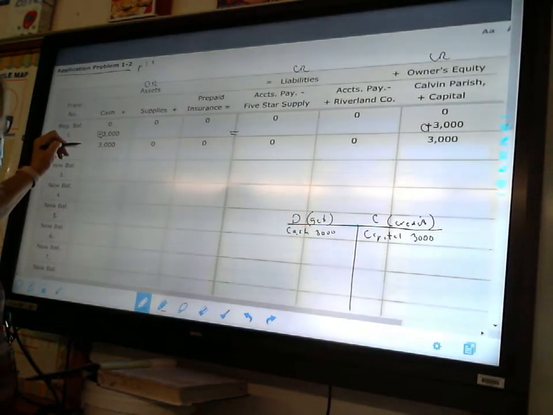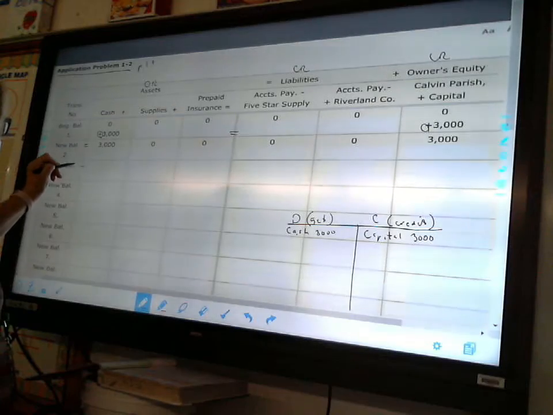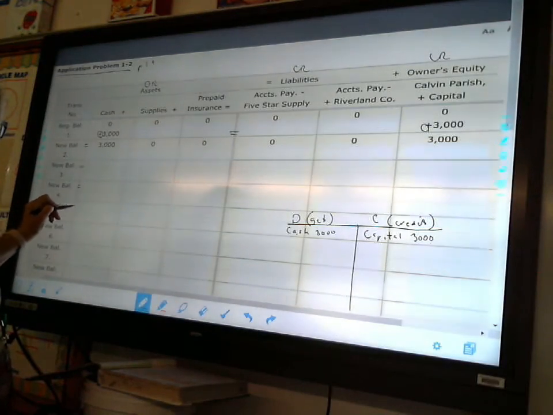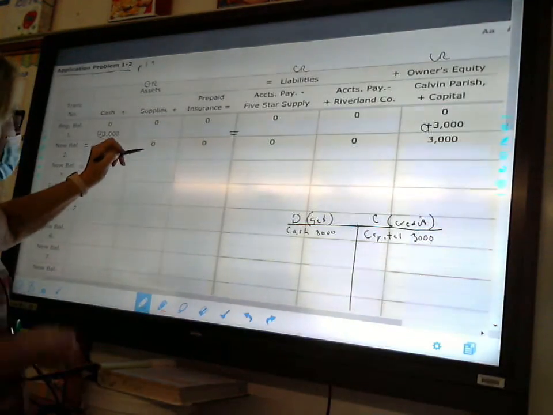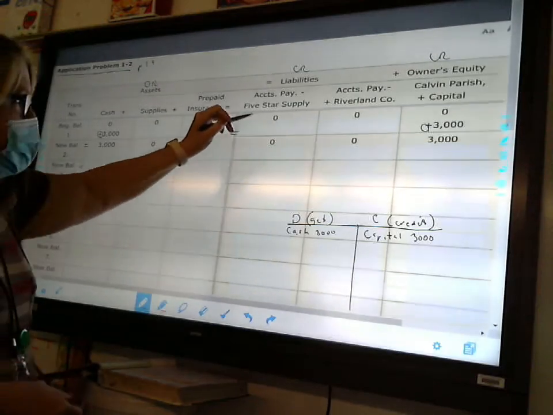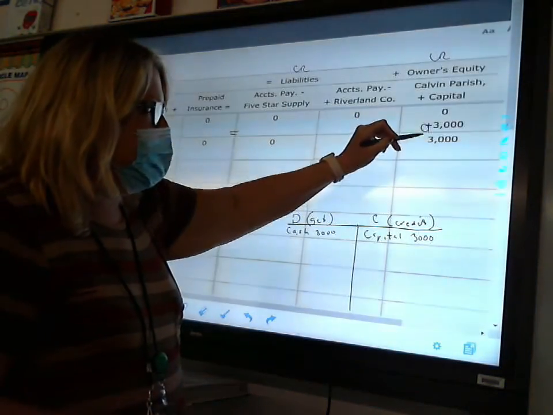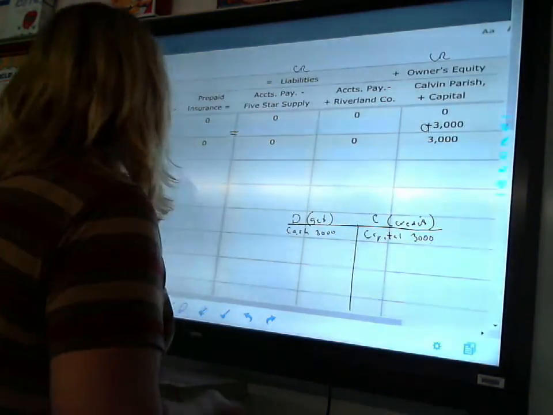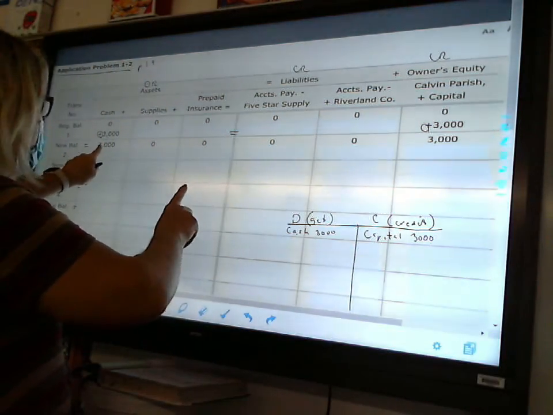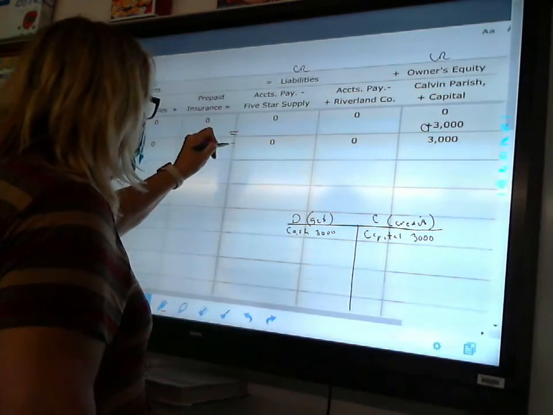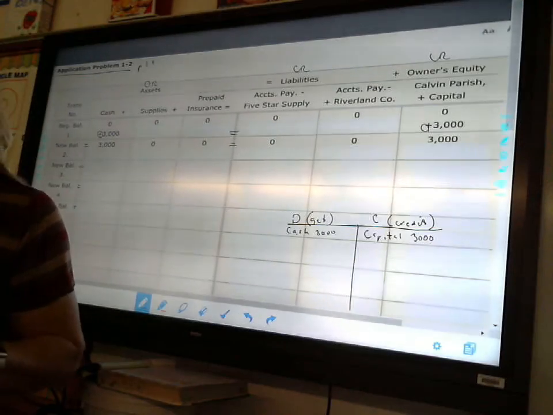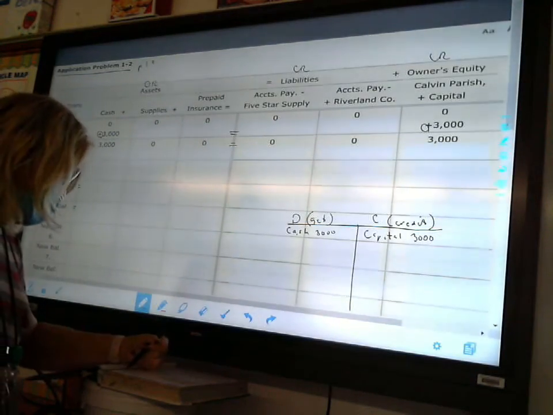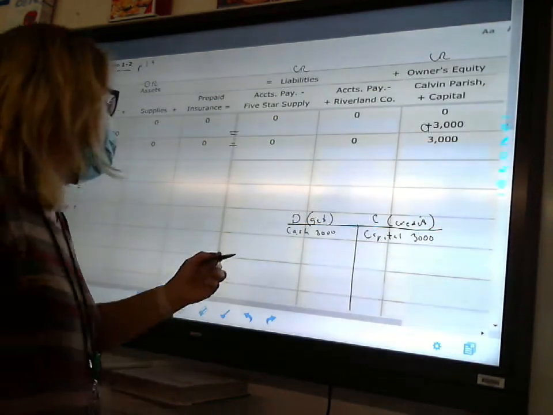So your new balance is always what it's going to equal for the row. 0 plus 0 is 0. Same here. 3,000 plus 0 is 3,000. We have 3,000 on one side. It is equal to 3,000 on the other. Very good.